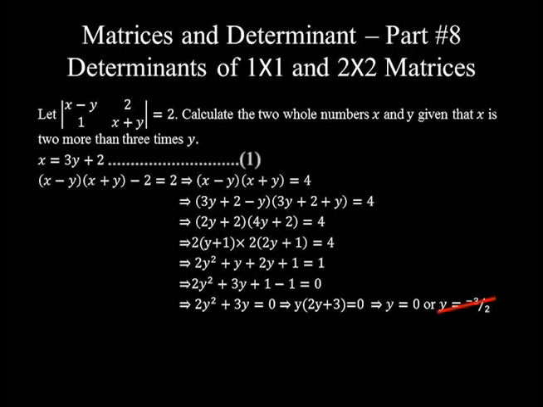In the first equation, we figure out that x equal to 3y plus 2. Substituting 0 in place of y, we will find x equal to 3 times 0 plus 2. 3 times 0 is 0. 0 plus 2 gives us 2. So the answer is x equal to 2 and y equal to 0.